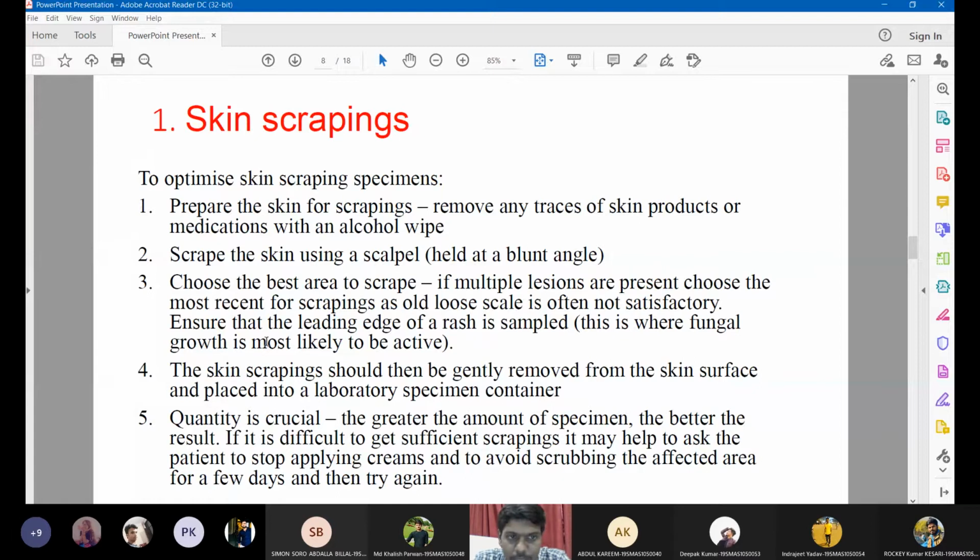Ensure that the leading edge of the rash is sampled. So at the edge of the fungal site, we need to collect the sample, because on this periphery we will see more fungal growth. Then these skin scrapings should be removed gently from the skin surface and placed in a laboratory specimen container. Students, simply collect these skin samples.